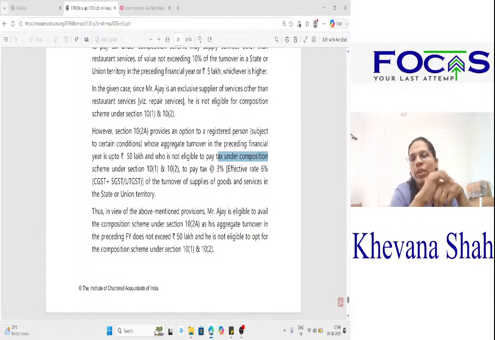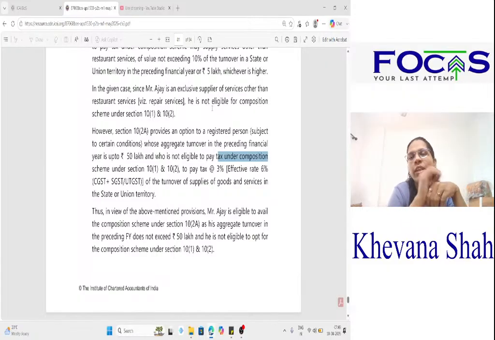So what section 2(a) is giving are the conditions: if your aggregate turnover in the preceding financial year is up to 50 lakhs and you are not eligible for the composition scheme under section 10(1) and 10(2), in that case you can go for section 10(2)(a) and pay taxes at 3% CGST plus 3% SGST. Your effective rate will be 6% of the turnover of the supply of goods and services in the state or union territory.